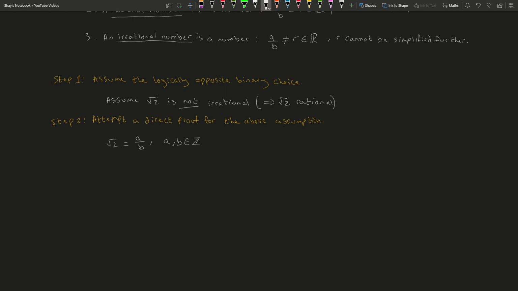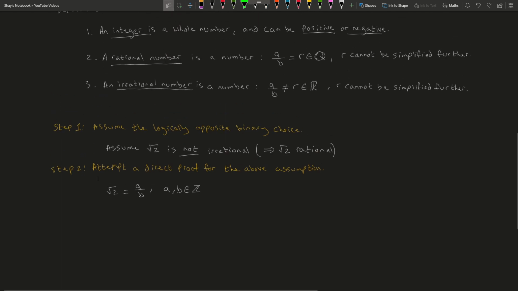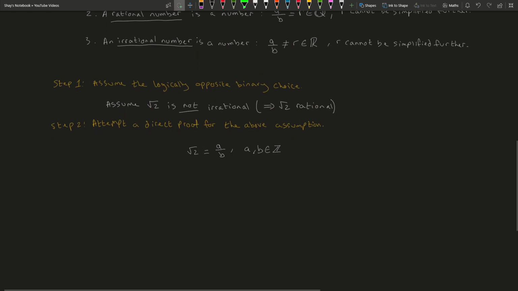But from this, what we can do is we can square both sides. Why not? It keeps both sides happy. So we can say that, where is it? There we go. Is it this? This pen. Therefore, if you square both sides, we get that 2 is equal to a squared over b squared.